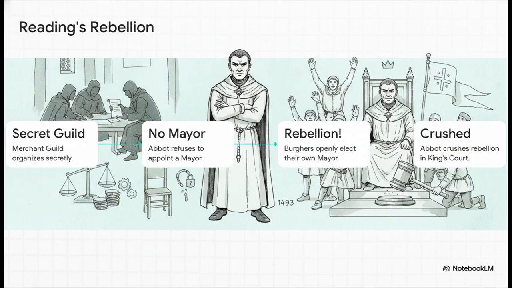So, step 1, they sneakily used their merchant guild as a secret hub for political organizing. Step 2, the abbot, obviously seeing what was going on, flat out refused to appoint a mayor, trying to completely stifle their independence. By step 3, in 1493, the burghers had just had enough. They openly rebelled and elected their own mayor anyway, boldly asserting their authority. But then, step 4, the abbot just used his immense resources and crushed the rebellion in the king's court. The towns tried every sneaky trick in the book to usurp power, but against the sheer might of the church, they often failed.